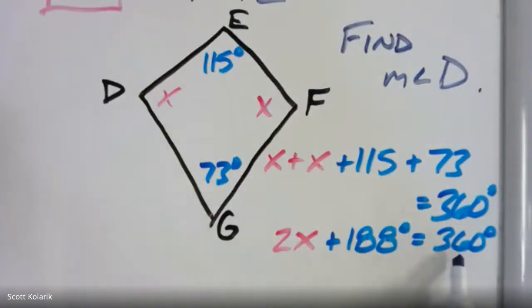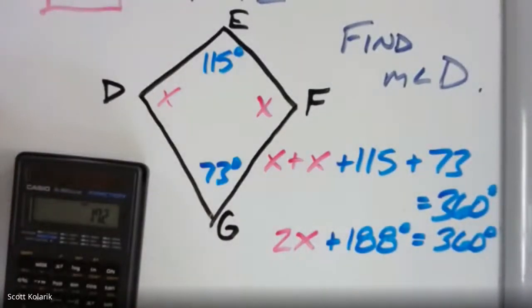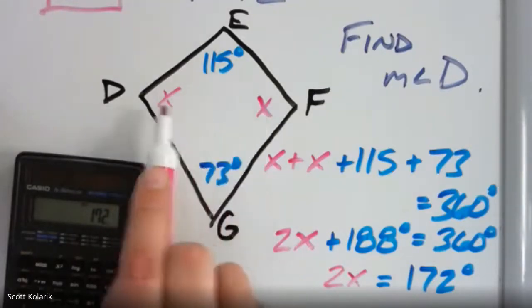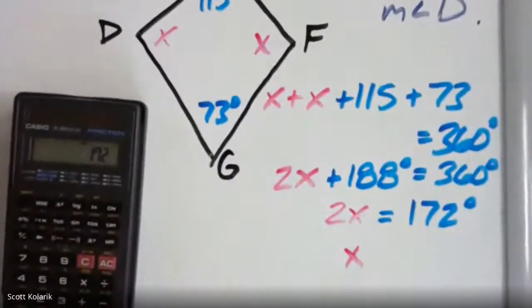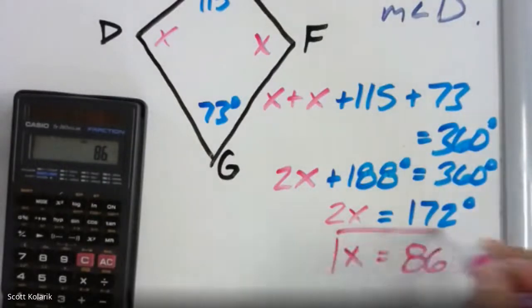I've combined like terms. Now I just move stuff away using inverse operations. So if I subtract 188 from both sides, 360 minus 188 gives me 172. 172 degrees is equal to 2X. Another way to think about it, after the 115 and 73 are taken out of the 360, there's 172 degrees to split between these 2 guys. Since they have to be the same, I just divide by 2 to find out what the single is. So when I divide both sides by 2, 172 divided by 2 gives me 86 degrees. Done.